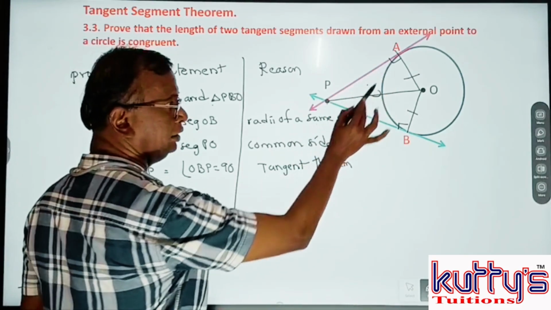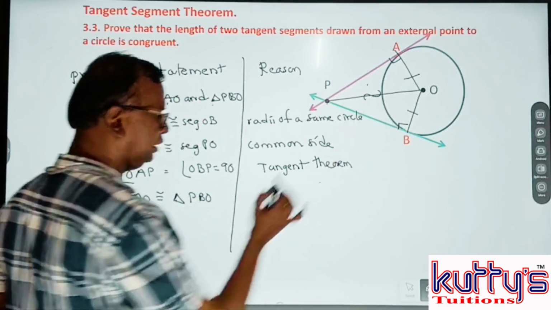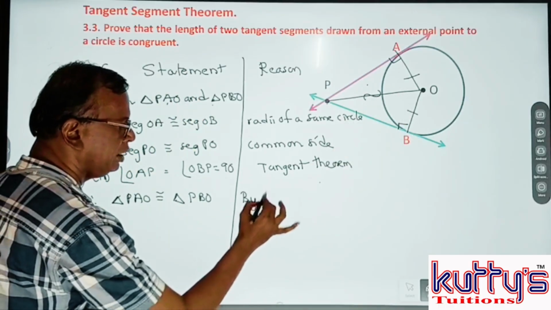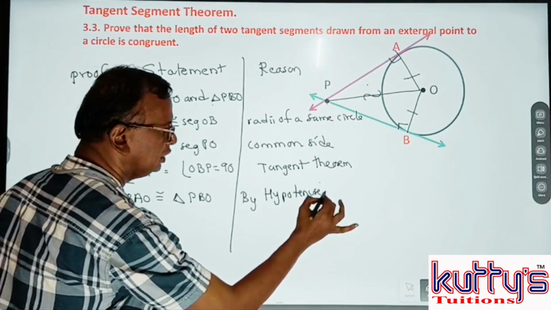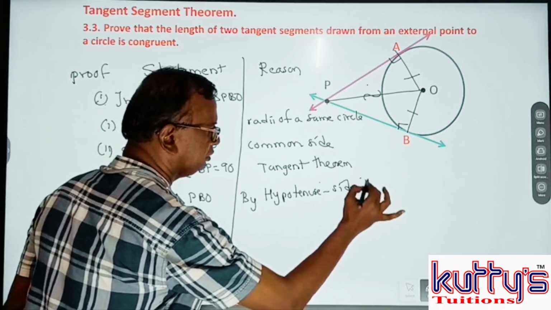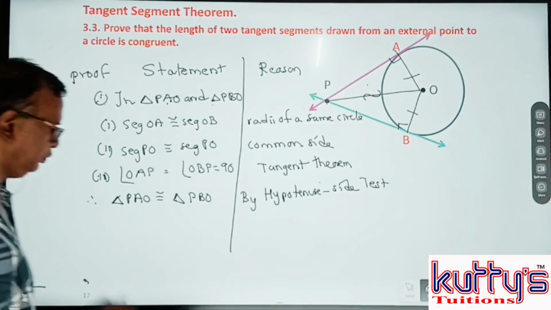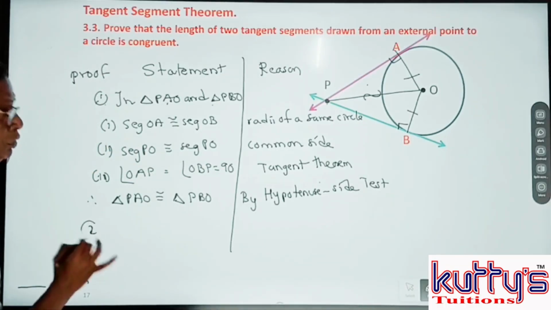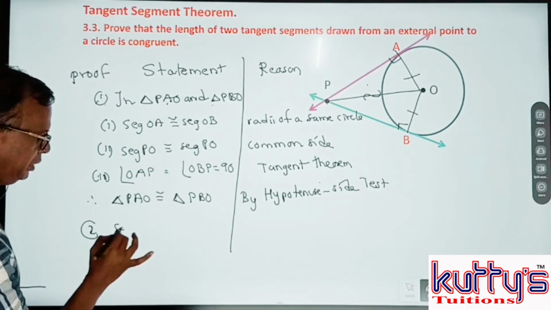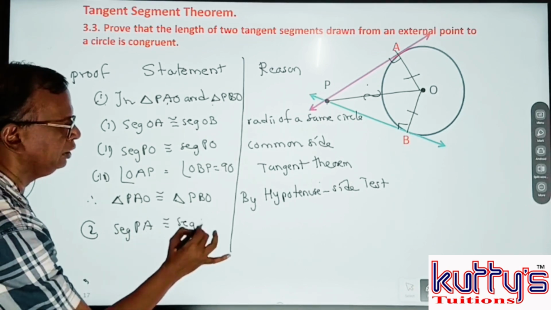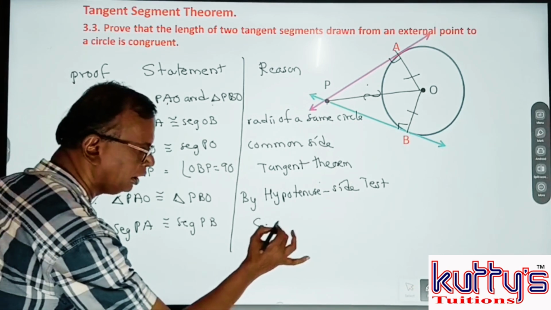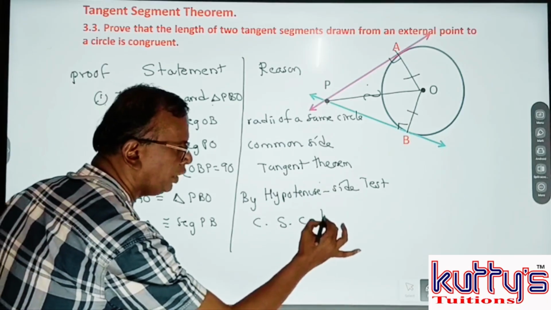Which test will we use? This is 90, this is hypotenuse and this is your side. So it will be by hypotenuse side test. Okay? Therefore the remaining side, which is the remaining side here? Therefore segment PA is congruent to segment PB. Reason, corresponding sides of congruent triangles.